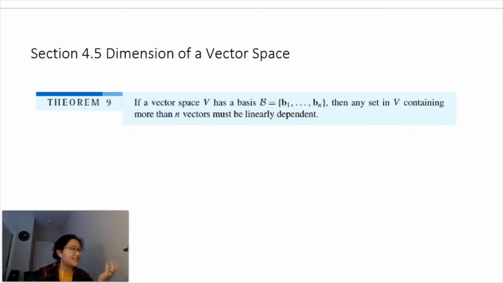All right, welcome back. We're looking at section 4.3, dimensions of a vector space. So let's get started. We have Theorem 9, which is: if a vector space V has a basis B1 to Bn, then any set in V containing more than n vectors must be linearly dependent. And that makes sense geometrically.